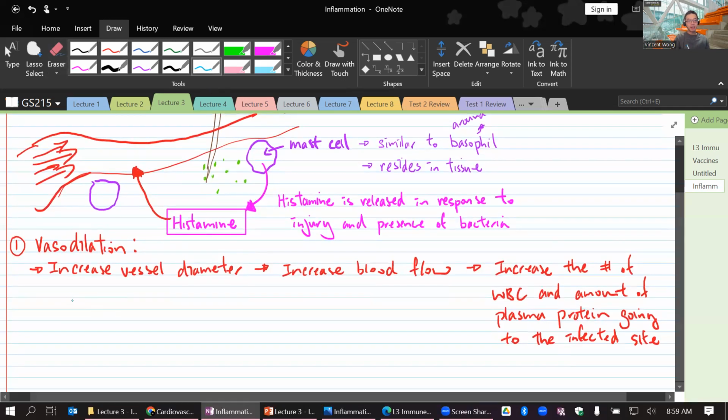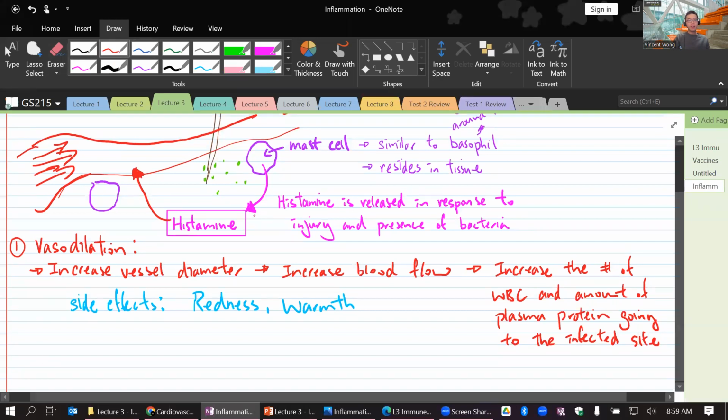Now, there are some side effects as a result of the vasodilation. Because of all the blood that is going to the area, you would see redness. And with the extra blood, it brings heat, so there will be warmth as well. So redness and warmth are a result of vasodilation.